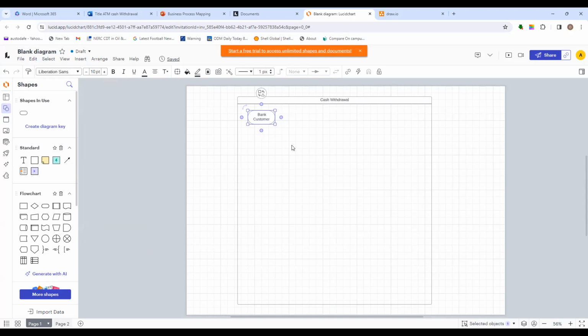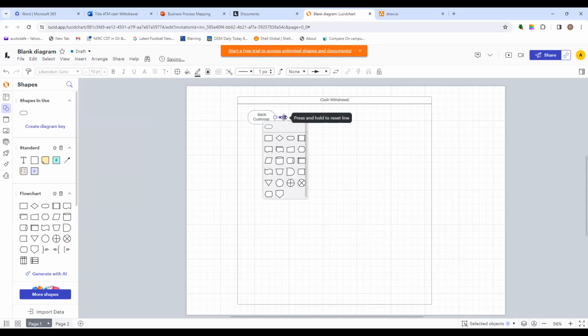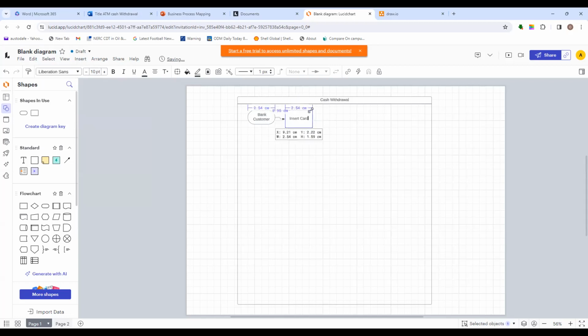Insert card. So you see, like here, I can come and pick my arrow and draw, but this one gives me an arrow here, which I can click, and it's telling me which box I need to pick. I'm going to pick a rectangle, it's a process, is that not so? And it's going to be insert what? Card. Insert card. Okay. Now, after that, what's the next process?